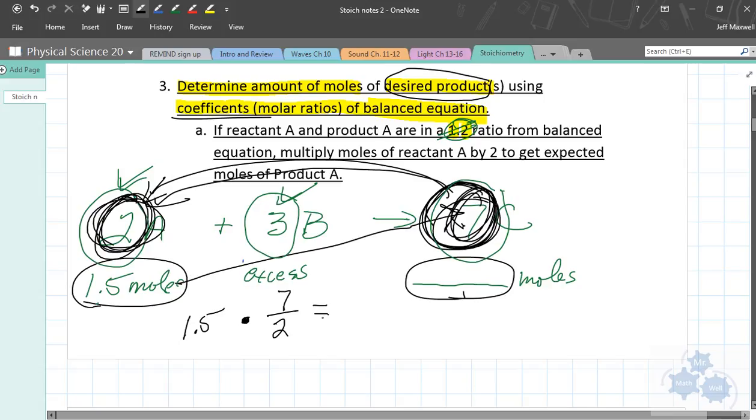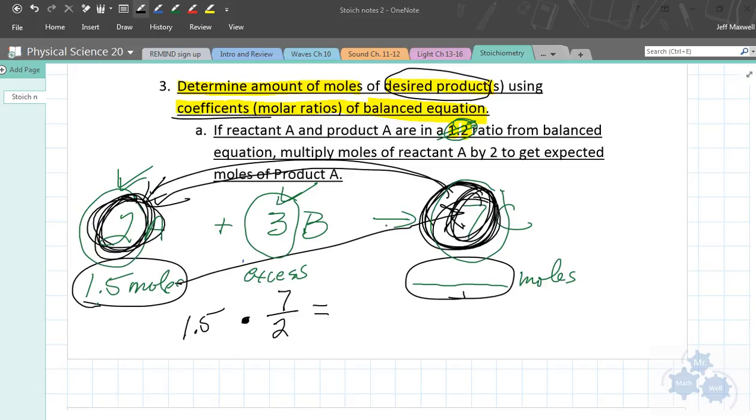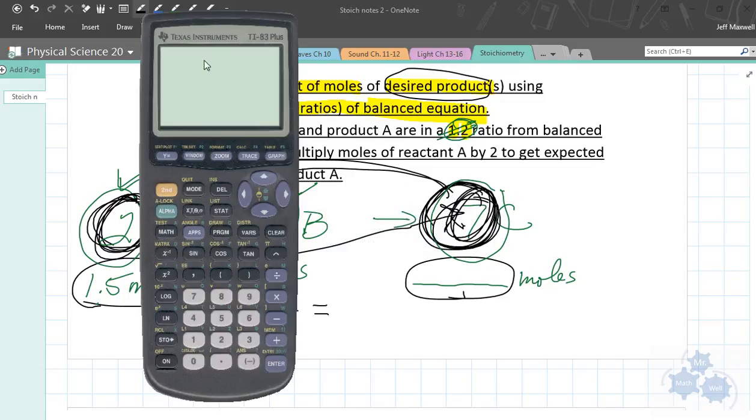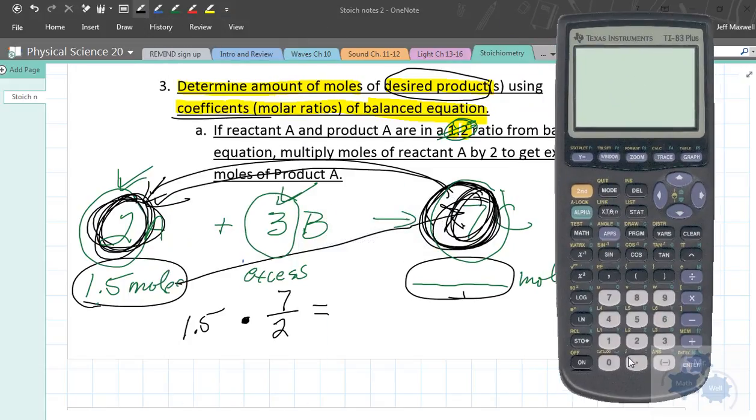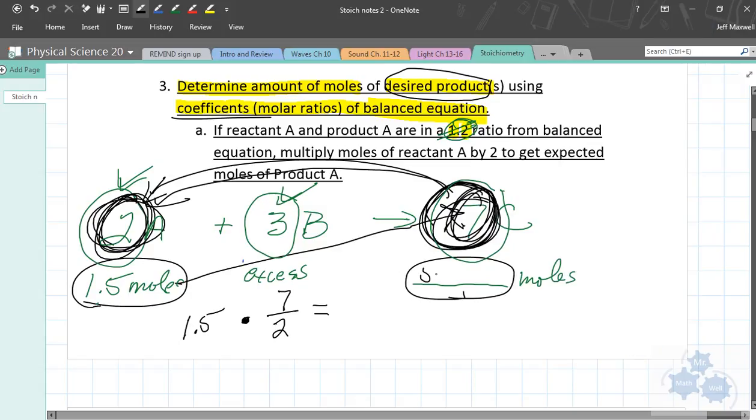If you do that, you go 1.5 times 7, all divided by 2, which is the same as multiplying by 3.5, since 7 over 2 is 3.5. Once my calculator comes up, I'll show you exactly how to do that. On, clear, quit. Okay, 1.5 times 7 divided by 2 equals 5.25. Now that is the same ratio as 2 to 7. 1.5 to 5.25 is the same ratio as 2 to 7.